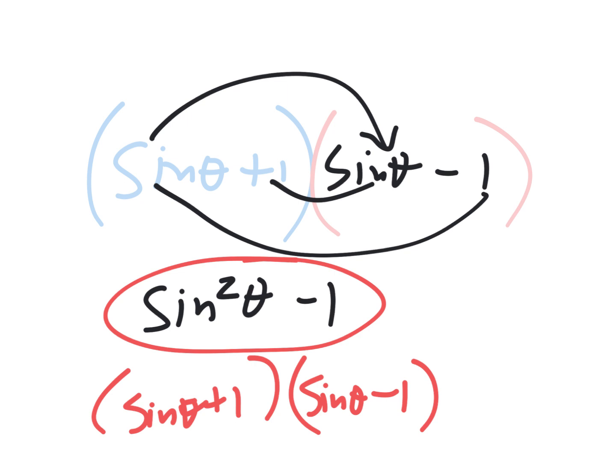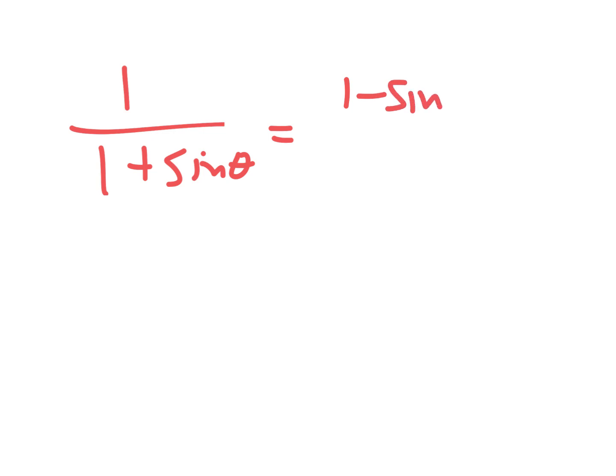All right, so when would we use this? You'd use it in a problem like this. What if I had 1 over 1 plus sine theta, and I said, prove to me that that actually equals 1 minus sine theta over cosine squared theta.